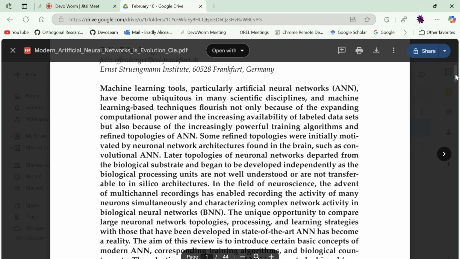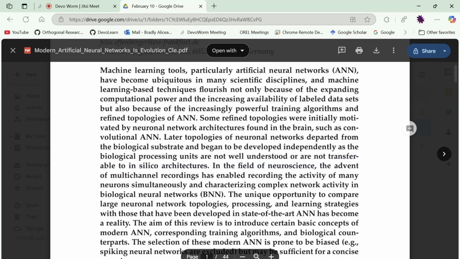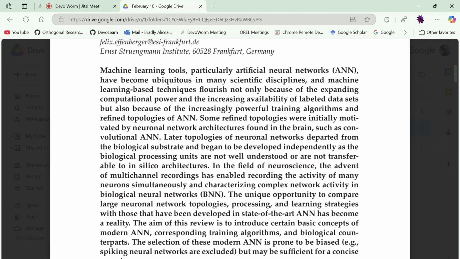Some refined topologies were initially motivated by neuronal network architectures found in the brain. So, for example, we have convolutional artificial neural networks, which are like neuronal network architectures in the brain. Later topologies of neuronal networks departed from the biological substrate and began to be developed independently, as the biological processing units are not well understood or are not transferable to in silico architectures.